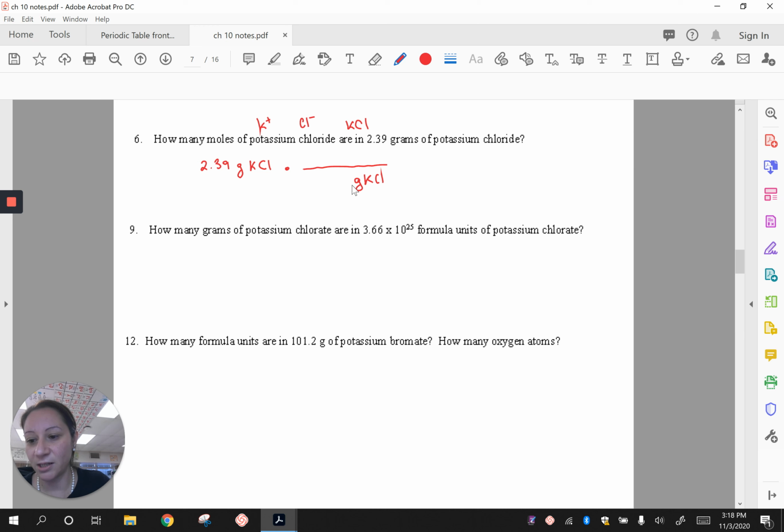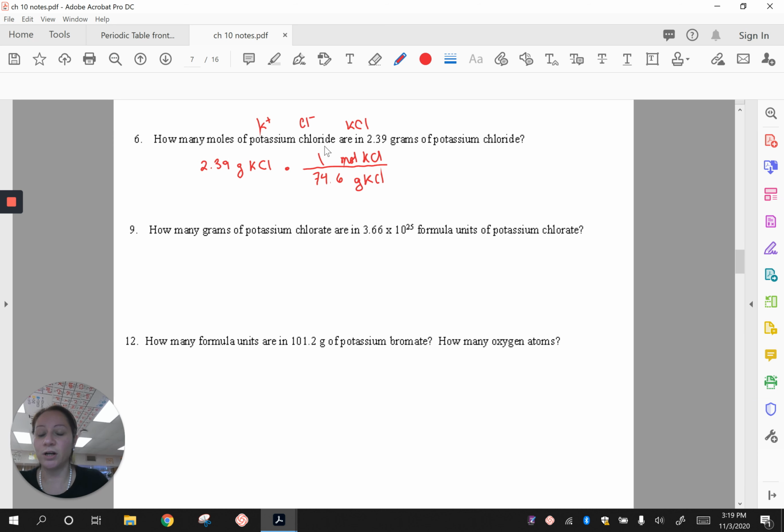Can I go from grams of KCl to moles of KCl? Yes, I can, using the molar mass. I can link between the grams and the moles of a substance using the molar mass. Okay? 1 mole of KCl, so the 1 always goes with the mole, is equivalent to how many grams of KCl? To figure this out, you add up a potassium and a chlorine together. Potassium is 39.0983. Chlorine is 35.453. Add them all together. And the molar mass is, I'm going to round it to 74.6 grams.